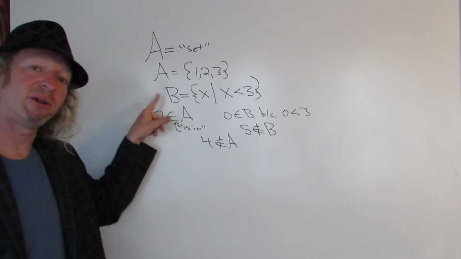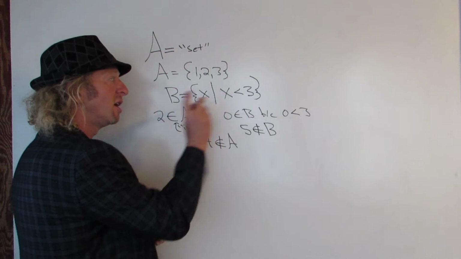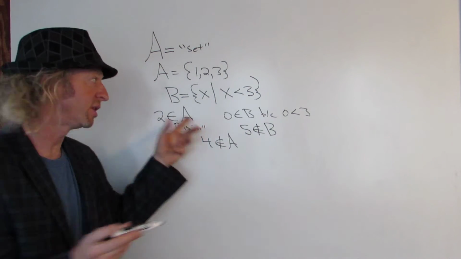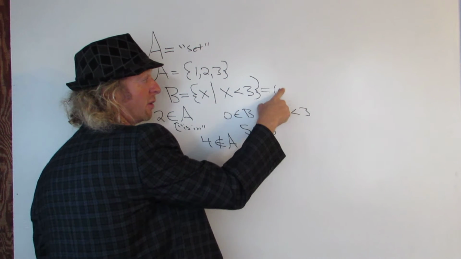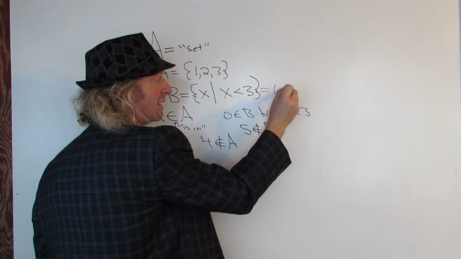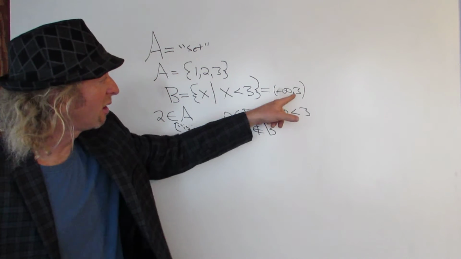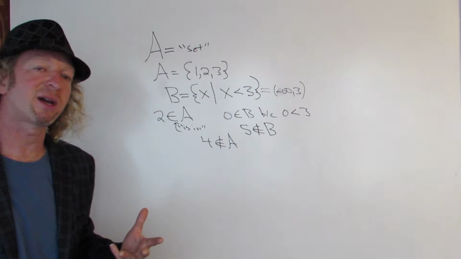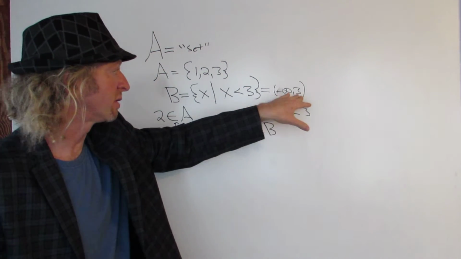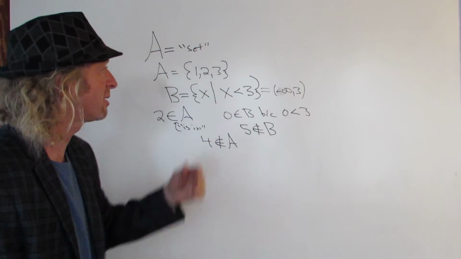This is called set builder notation. Oh, I forgot about this. You can also write this in what's called interval notation. In interval notation, this would be parentheses, negative infinity, comma, 3. It's all the elements less than 3. You've probably seen this notation before in your study of mathematics. Typically, when you're first learning math, you tend to use a lot of interval and some set builder.